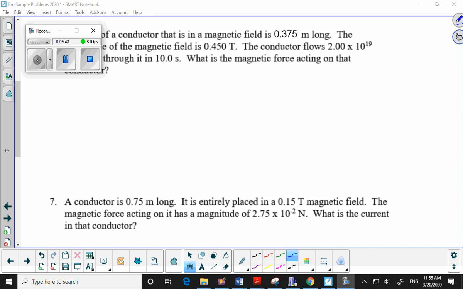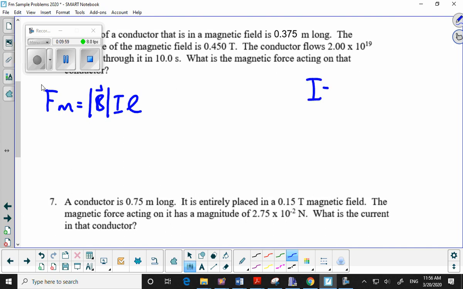So this question again is going to be an FM is equal to BIL. However, we're going to have to find our I. So to find our current, we know that that's equal to Q over t. We know the time is 10 seconds, so that's easy enough. But it doesn't tell you the charge going through. It tells you there are 2.00 times 10 to the 19 electrons. So you're going to take that number of electrons multiplied by the charge of 1 electron, or you could use your picket fence or your factor label method to get your current there.